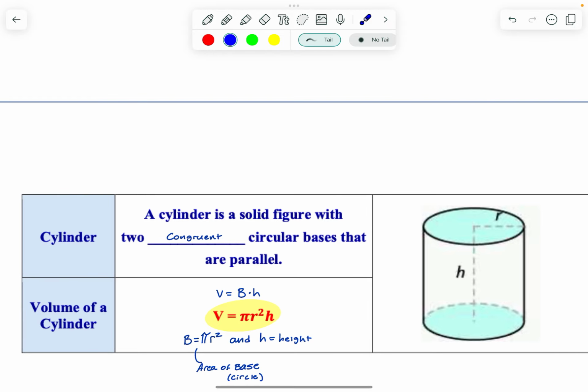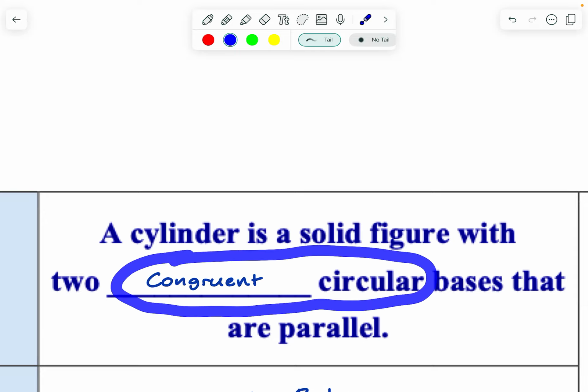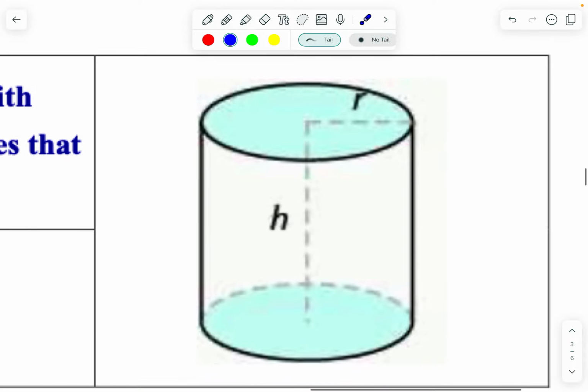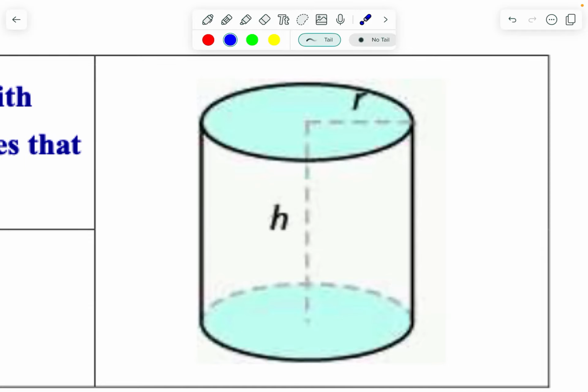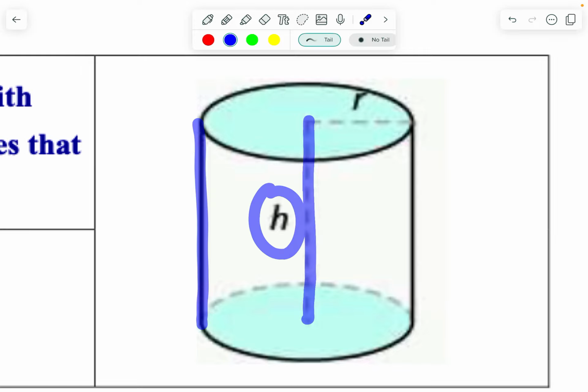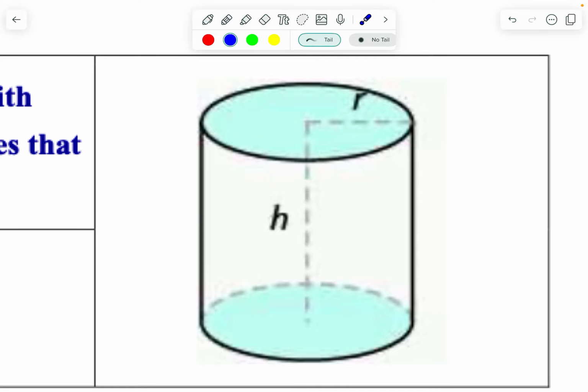Cylinders. A cylinder is a solid figure with two congruent circular bases that are parallel. Congruent circular bases. I want you to think right now, what makes two circles congruent? Two circles are congruent if they have the same radius. So these are two circles with the same radius. They are parallel to each other. This is a cylinder. The distance between those two is the height. Doesn't matter if it's on the outside or if it's right in the middle of the picture. The distance between those two circles is the height.